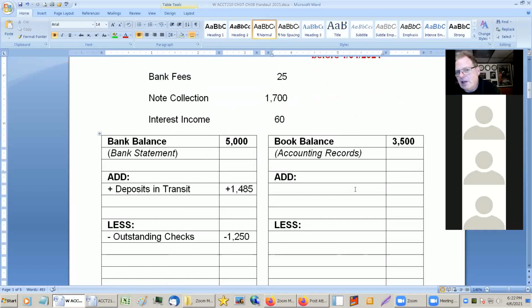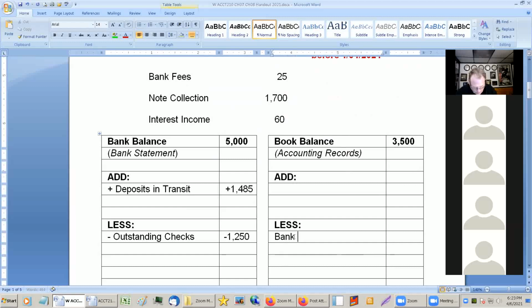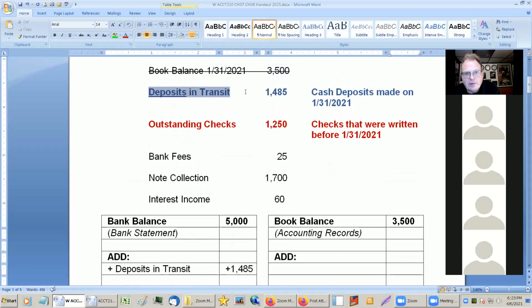Now, would it be an add or less for the bank fees, for the cash balance? So we pay the fees. Is our account going to have more cash or less cash? You guys are toying with me. You guys know this. Less. Good. Yeah, so the bank fees are going to be taken out. Again, there's no check for those. They just take it out. Maybe crossing these out as we put them in.